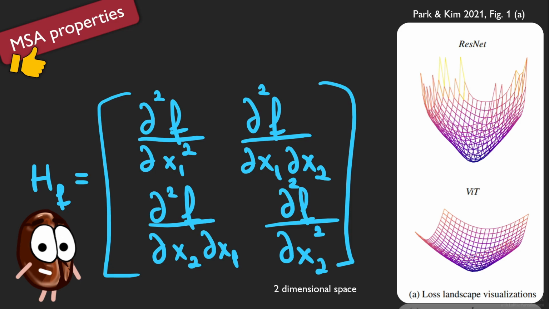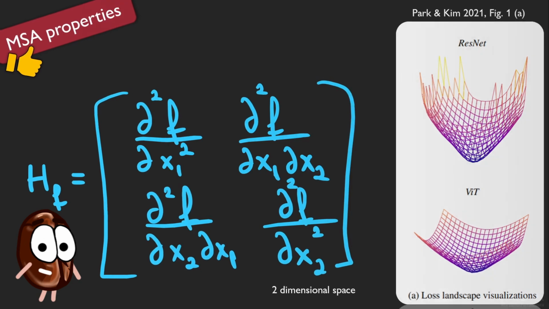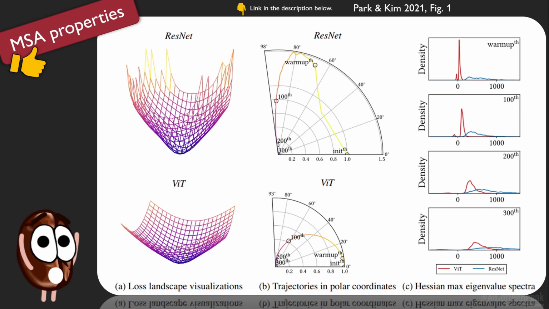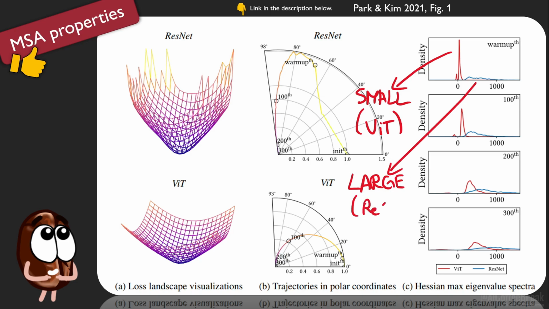And the eigenvectors of this Hessian matrix are the principal directions of curvature. The eigenvalues speak about the magnitude of that curvature. A big Hessian eigenvalue speaks for high curvature, so for a very curvy and supposedly bumpy loss landscape. And guess what? MSA suppresses large Hessian eigenvalues. This makes the loss landscape flatter for ViT, while the loss landscape of the ResNet has high Hessian eigenvalues, thus a higher curvature. This is a win for MSA.